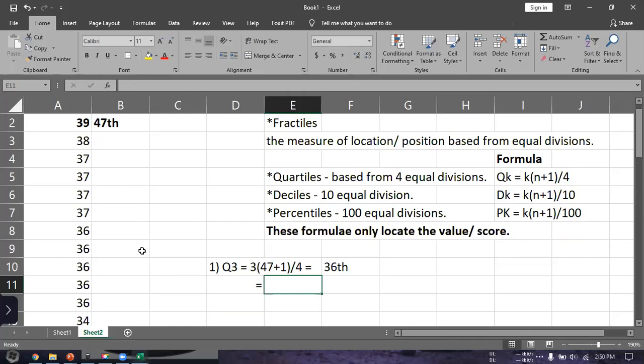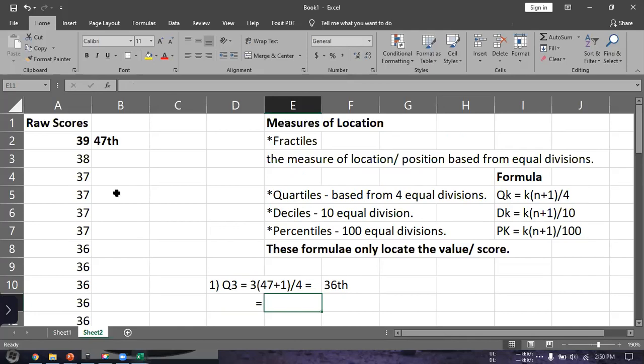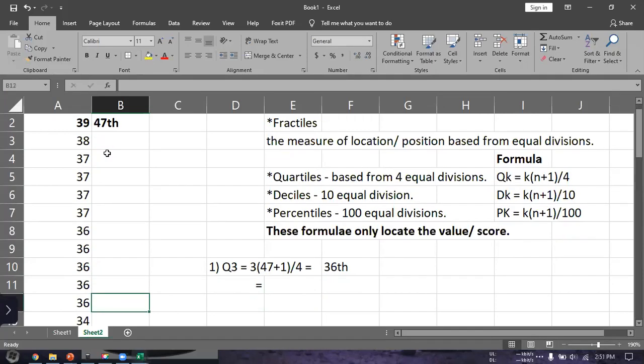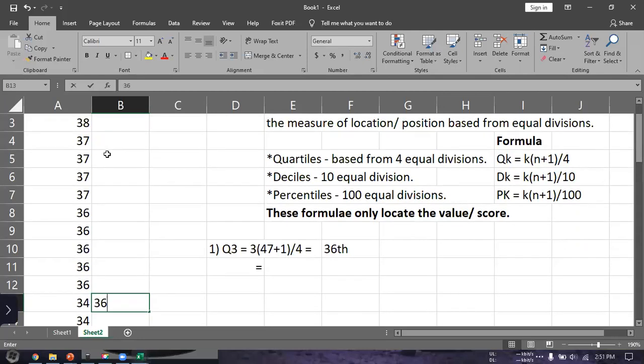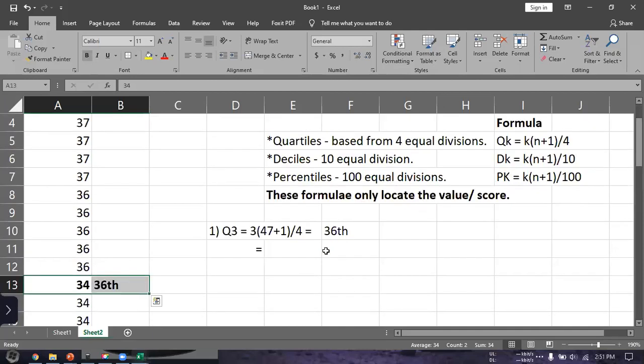So, let's locate it now. We start from above, no? It's faster, because if from below, 36 is far. 47, 6, 5, 4, 3, 2, 1, 40, 9, 8, 7, and 6. This is the 36th item. So our third quartile is 34.